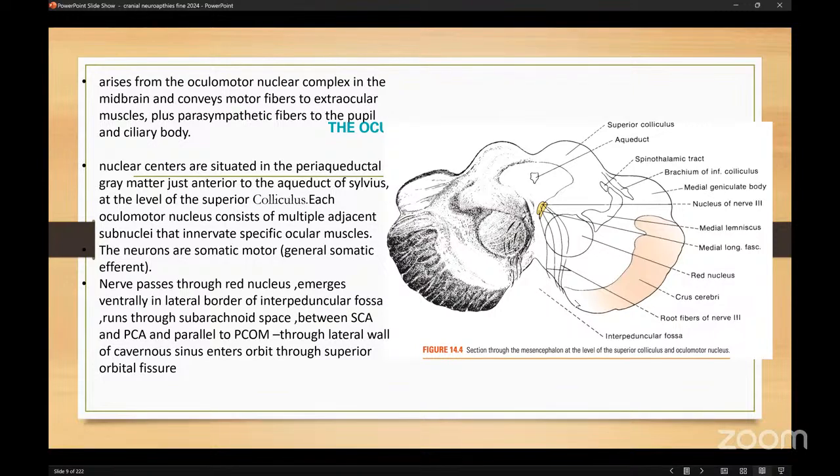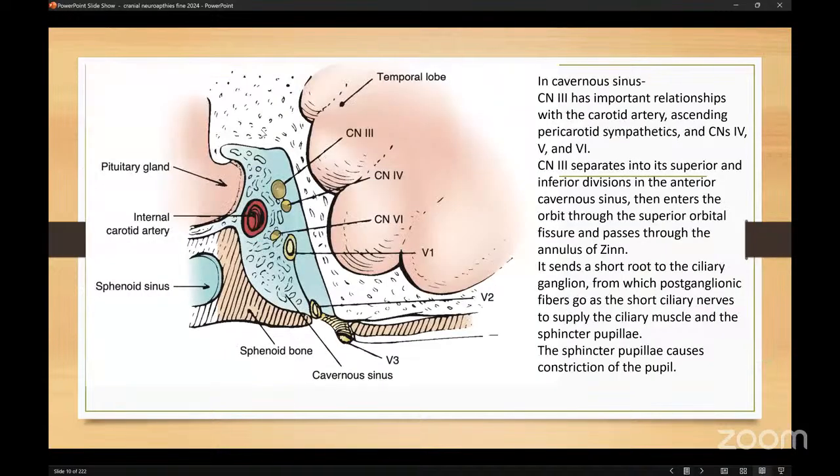So it comes out at the lateral border of the interpeduncular fossa and passes through the subarachnoid space between the superior cerebellar artery and posterior cerebral artery, exactly parallel to the PCOM. So whenever there is a PCOM aneurysm, you can have third nerve involvement in the subarachnoid space. And then it passes through the lateral wall of the cavernous sinus along with other cranial nerves.